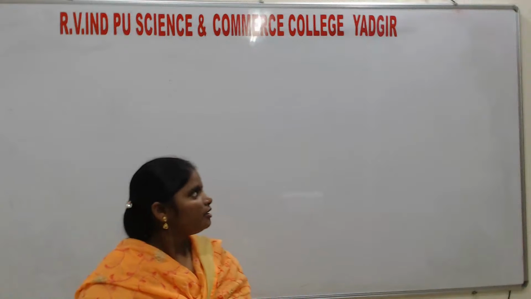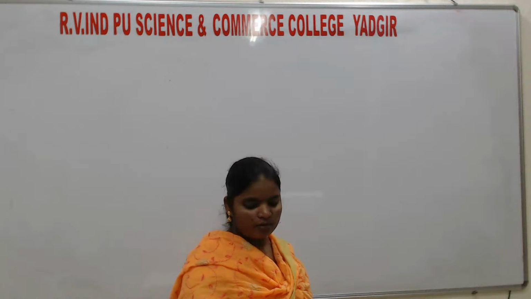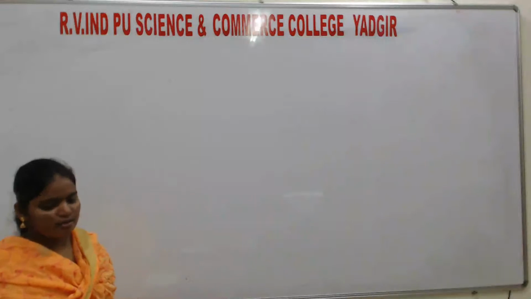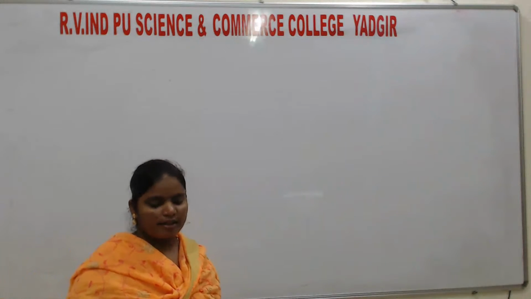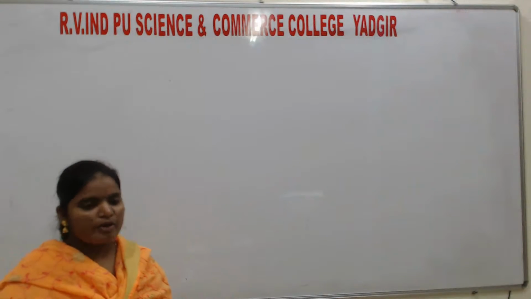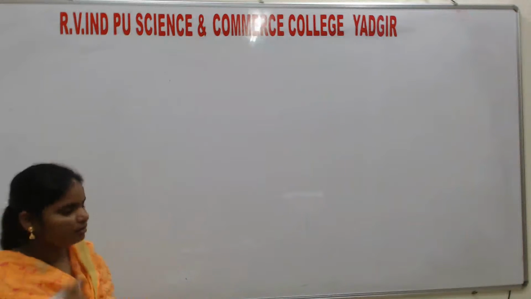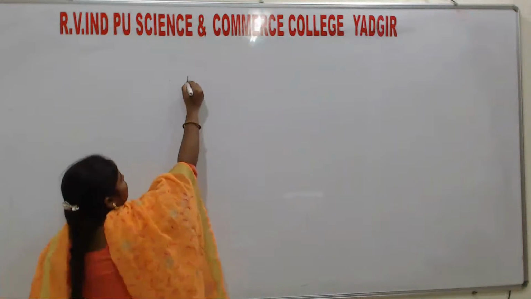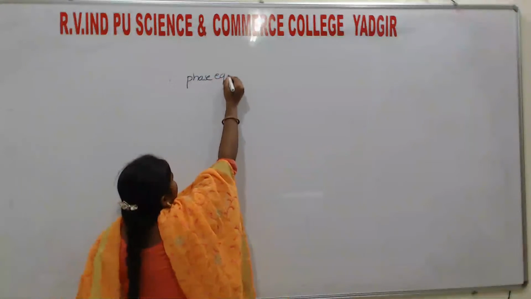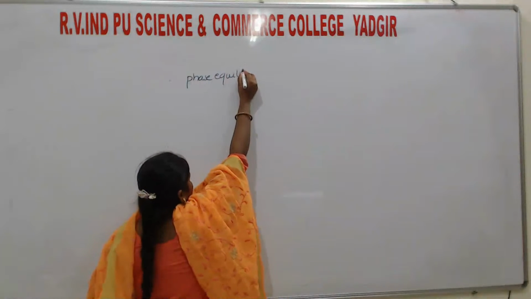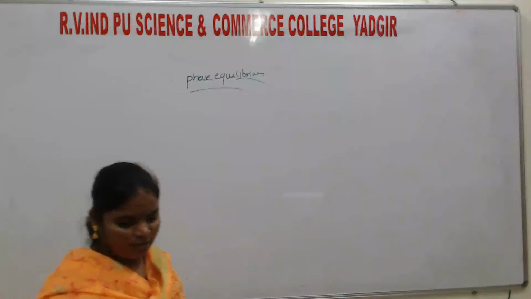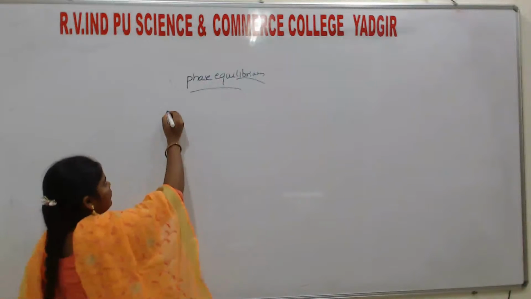We discussed the phase diagram for the lead and silver system, the two component system. In today's class, I am going to discuss the congruent melting point, which is a phase equilibrium concept. Congruent melting point.